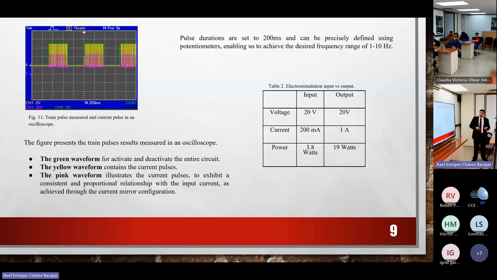The first one is the green waveform. This waveform activates and deactivates the whole circuit. The second waveform contains the current pulses, and the pink waveform illustrates the current pulses to exhibit the consistent and proportional relationship between the input current and the output current. In this case, the duration of the pulses is set to 200 milliseconds, and those parameters can be modified with the potentiometers, and this can be achieved to get the desired frequency of 1 to 10 hertz. On this table, we have the electrostimulation input versus the output.